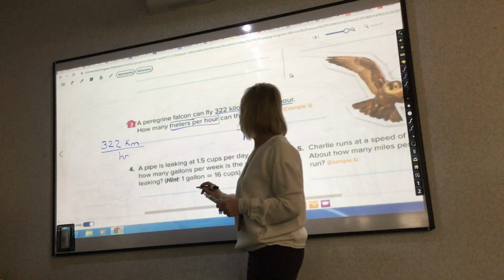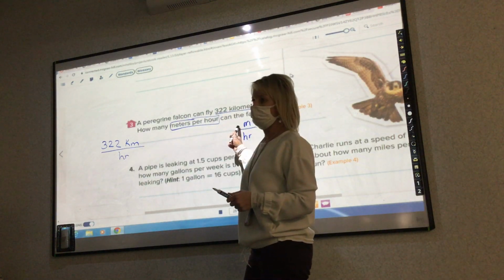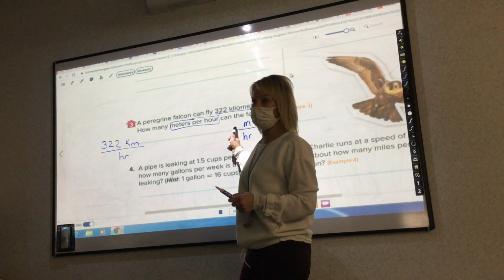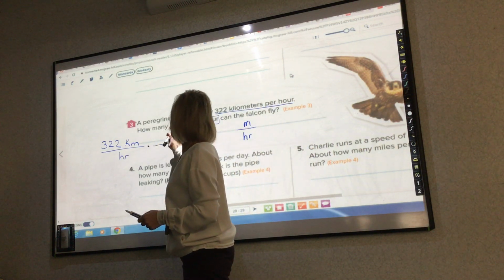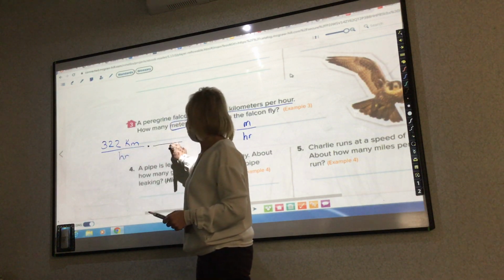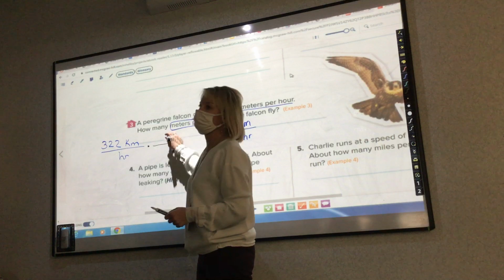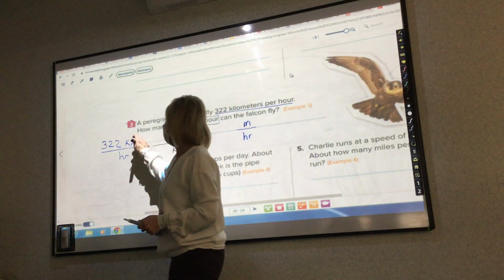Once I do that, I need the kilometers to meters. I need to cancel out my kilometers somehow. So, is kilometers going to be on the top or the bottom? Bottom. It has to be on the bottom because you have to cross cancel. So then what's going to be on the top? Meters. So I'm going to cancel out my kilometers.